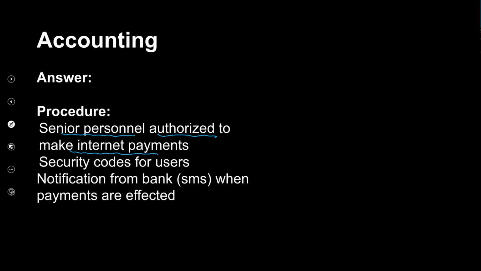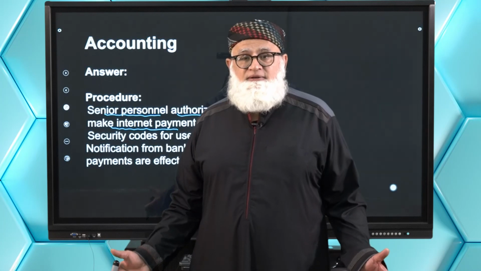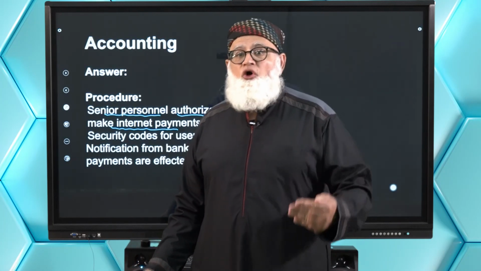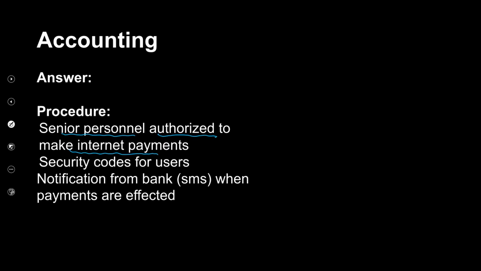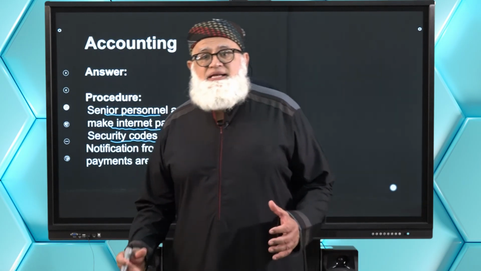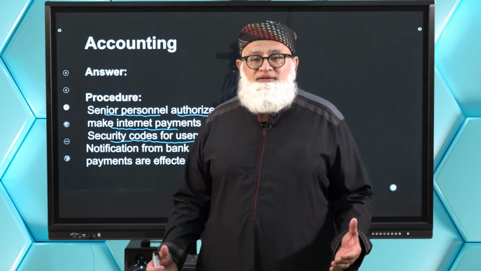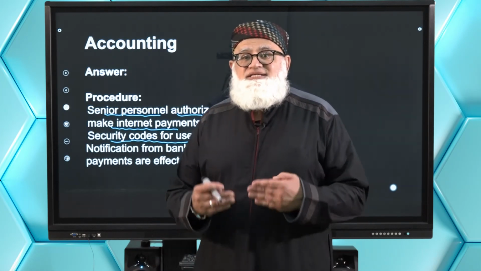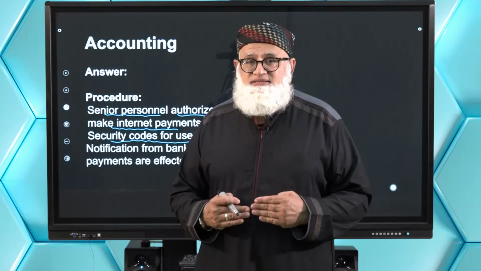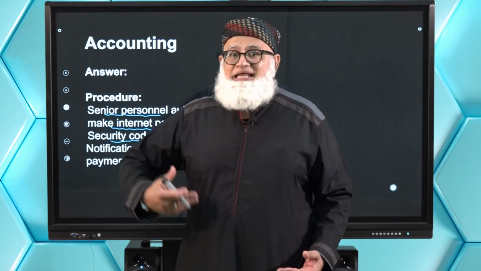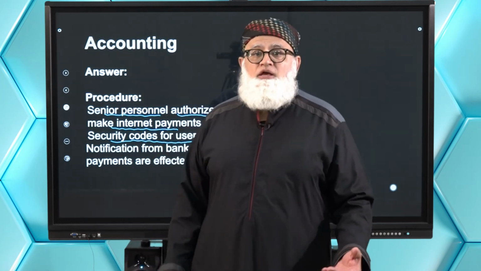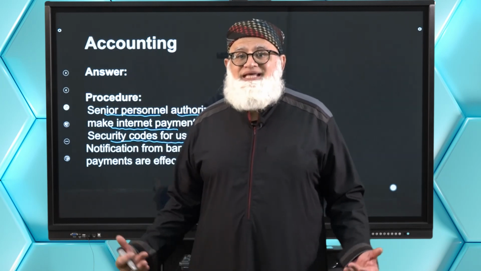So it's just not ordinary anybody that's working in the business that's going to make the payments. It has to be authorized by senior personnel. Number two, you have to use security codes for users. That means depending on which bank you are dealing with, each bank has certain procedures in place where a payment is first made by one person and released by another person. In that way, you have control over the payments that are being made.